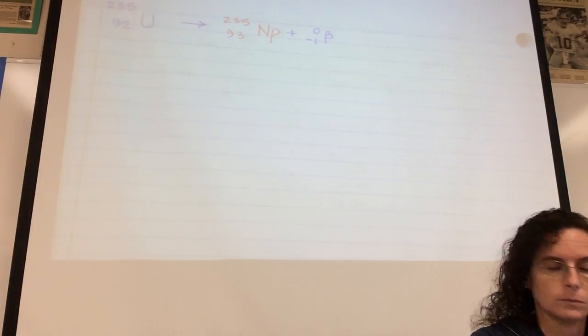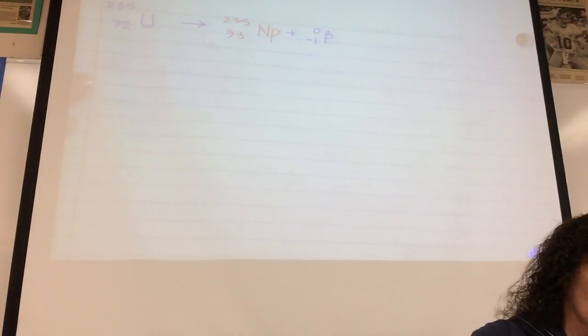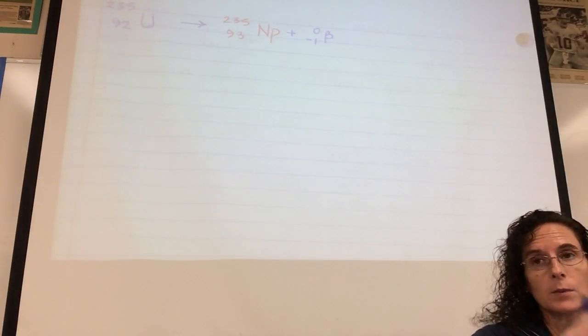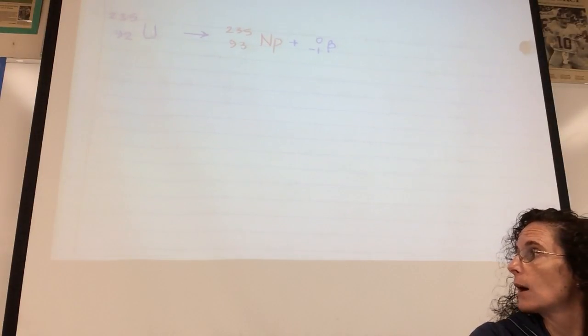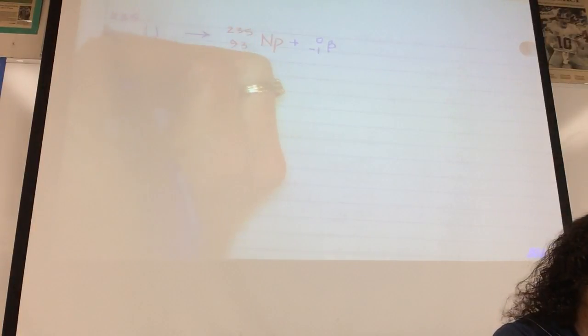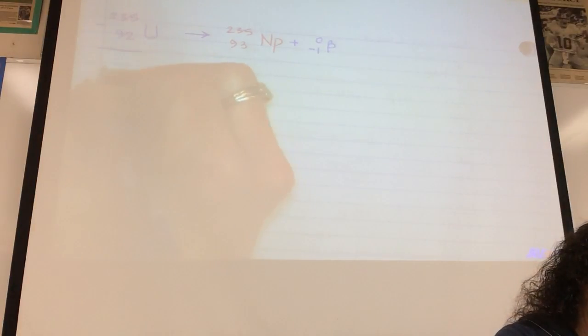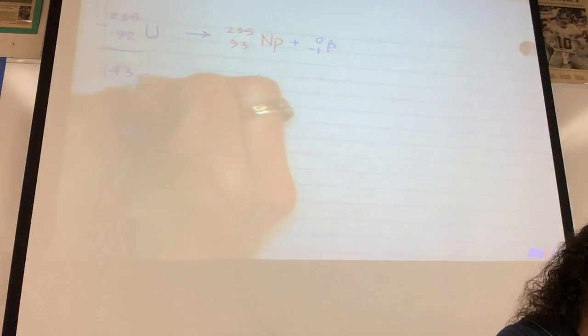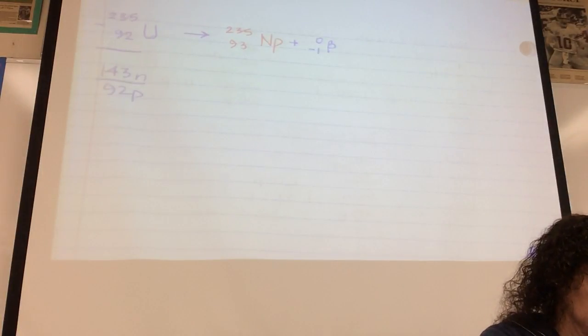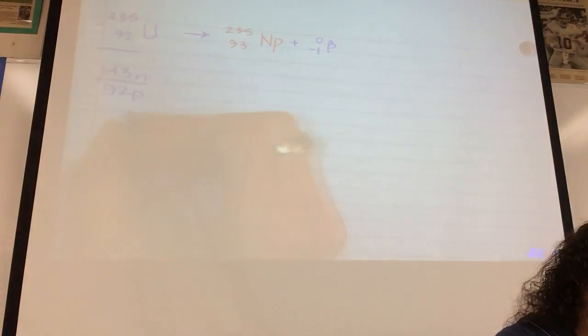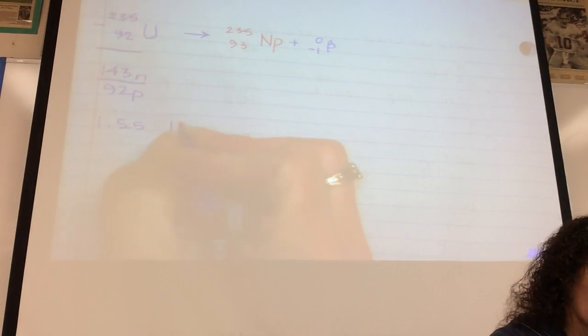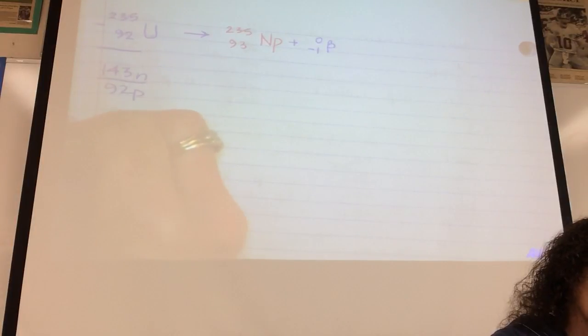Use 235 over 92 for uranium. No. That's a common mistake kids make. How do you find neutrons? Right, and that's it. Be careful. It's better to make the mistake now. So you've got 143 neutrons to 92 protons, and that's 1.55 to 1 for neutron to proton ratio.